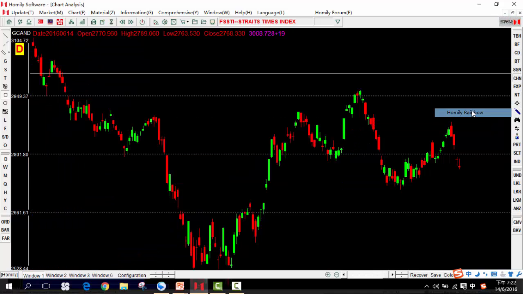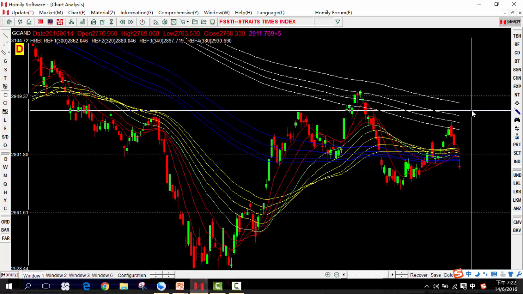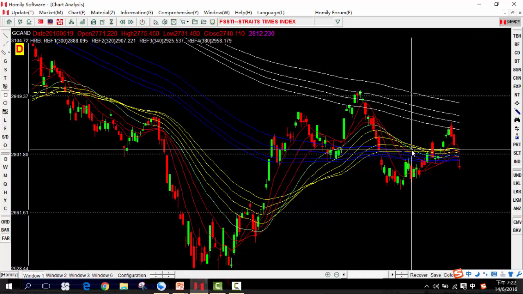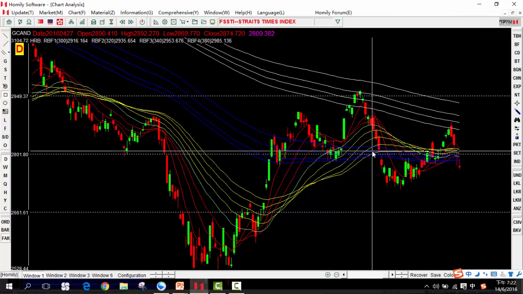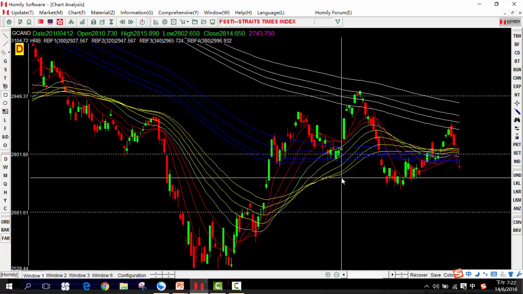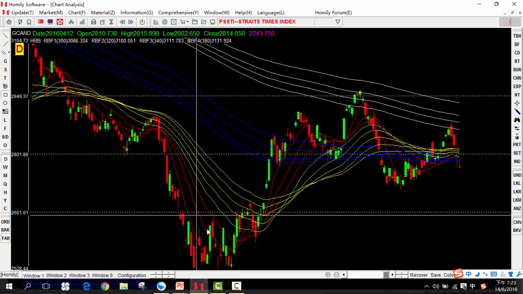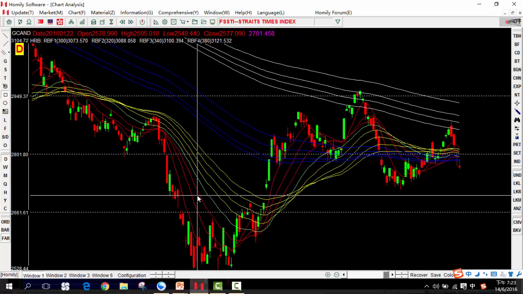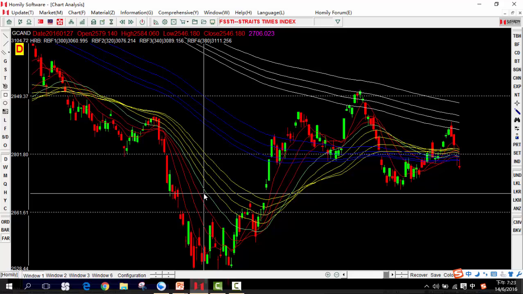This one is called Hominy Rainbow. Why do we use this function to judge? Because we know that the white line stands for the long-term trend. Then the blue line stands for the medium long-term trend. The yellow line stands for the medium-term trend, and the red line stands for the short-term trend. Okay, so we know that here.